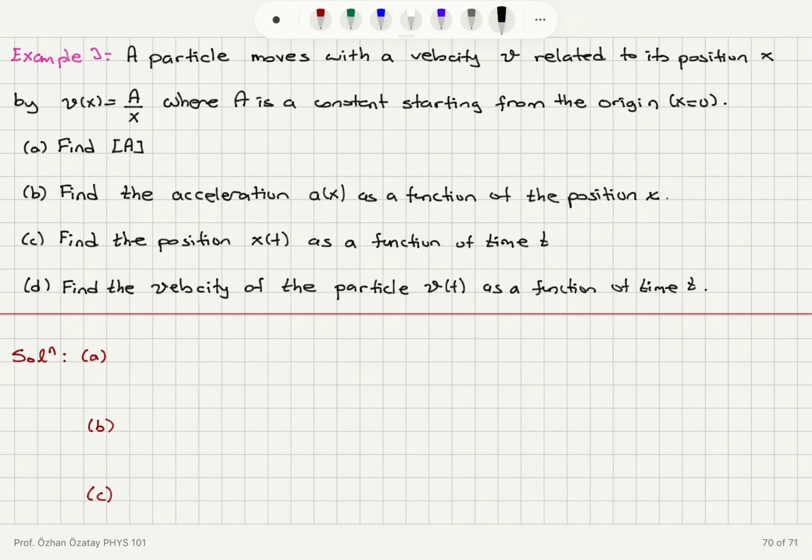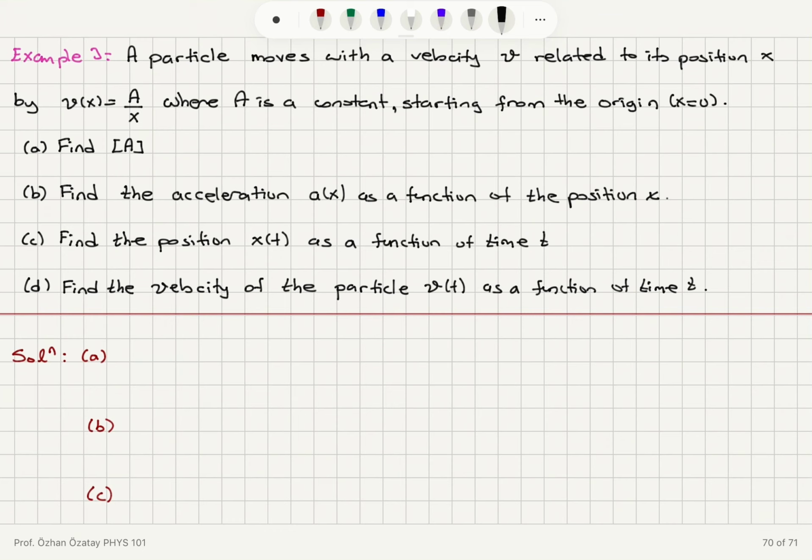Now, as a final example, a particle moves with a velocity v related to its position x by v of x is equal to a divided by x, where a is a constant, and the motion is starting from the origin x equals 0. First find the dimension of a, then find acceleration a of x, position x of t, and velocity v of t, so as functions of position and time.